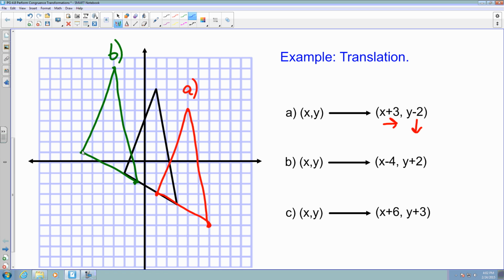Finally, I've got example C, which says I'm going to move it 6 units to the right and 3 units up. So I go 1, 2, 3, 4, 5, 6, 1, 2, 3, so it's right here. And I go 1, 2, 3, 4, 5, 6, 1, 2, 3 here, and then finally 1, 2, 3, 4, 5, 6, 1, 2, 3. And again, just like the other two examples, I didn't change the size of my new figure, I just changed the positioning.